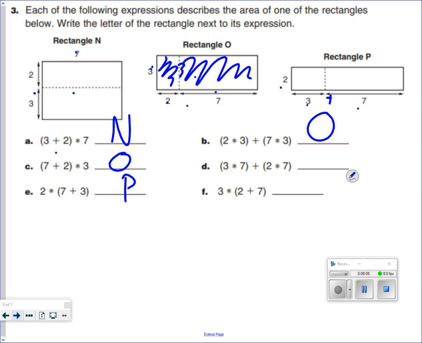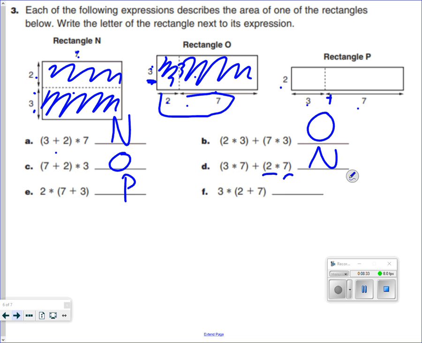3 times 7 plus 2 times 7 will be shape N. Let's take a look here. 3 times 7 would be this shape right here. And then we have 2 times 7, which would be this shape right here. So that is an N. The last one is 3 times 2 plus 7. 3 times 2 plus 7 is O.